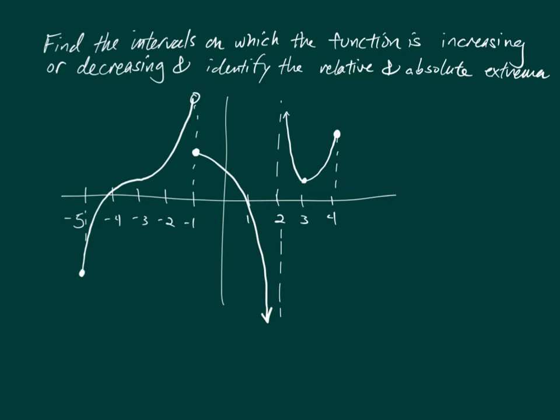So throughout the entire domain of this function, the domain only goes from -5 all the way to 2, and then again from 2 to 4. So if we're trying to find any relative or absolute extrema for this graph, it would have to be an x value that is somewhere within this domain. So it looks like this is the only extrema we have.